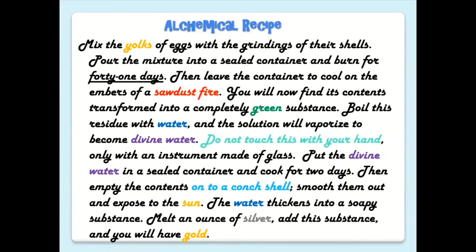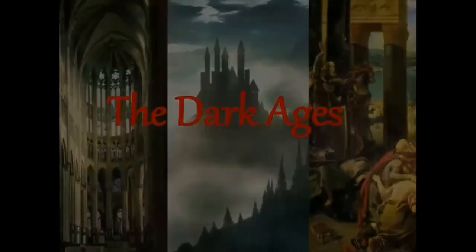All right, and here you go. You can stop this and take a picture of it, and I offer this as extra credit. You mix yolks of eggs, some sawdust, fire, some green substance, some water, and then you have to find divine water. But it's probably up in the gorge somewhere in those waterfalls. And don't touch it with your hands. And then you need the shell and the sun. We have the sun and water, and you get gold. Okay, if you want to try and make it, you've just got to document it. We should do that as a lab.